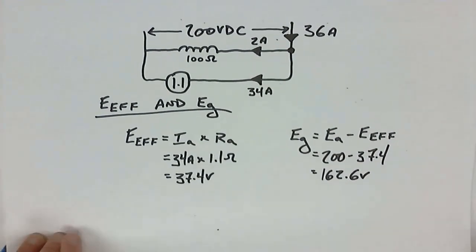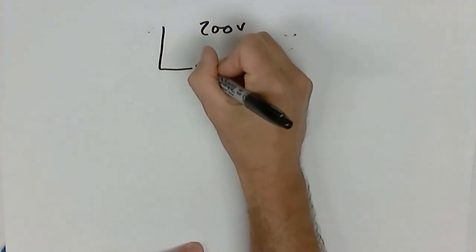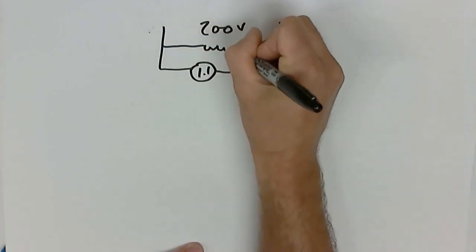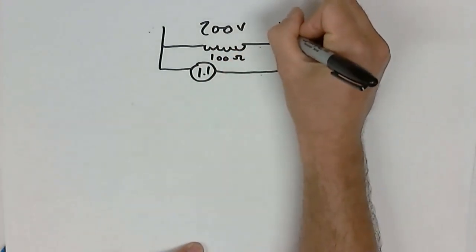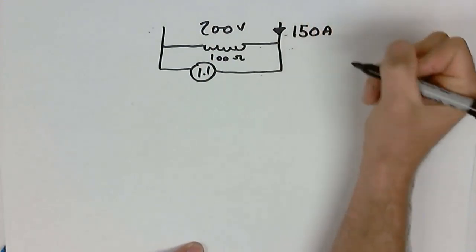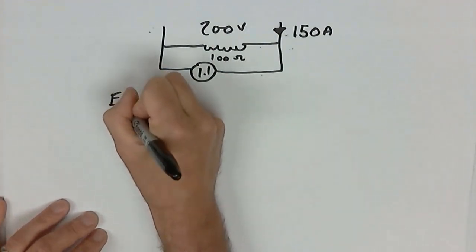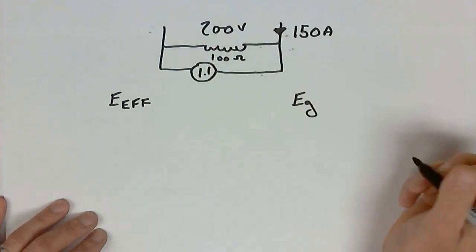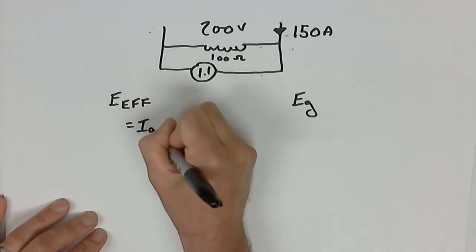Let's do one more. It's going to be the same size of motor with the same source, 1.1, with a 100 ohm shunt winding, but this time the current drawn by the motor is substantially higher, 150 amps. Again, let's solve for E effective and E counter EMF, or EG. So E effective is going to be equal to IA times RA.